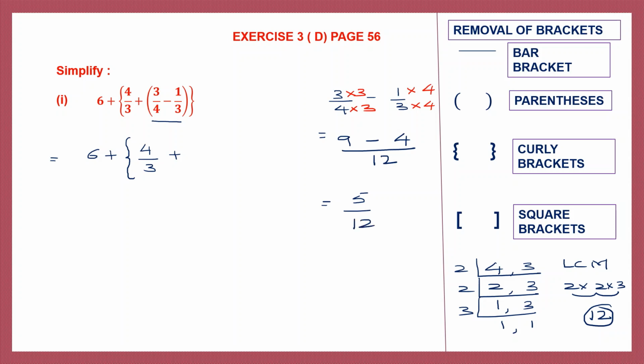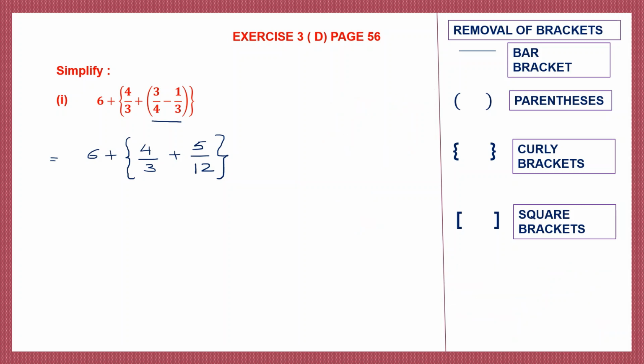Now we have removed our parenthesis. So let's write 5 by 12 and close the curly brackets. Now we only have the curly brackets left. So we have to work out what is within the curly bracket. Now let's write 6 as it is. 6 plus, now let's work out 4 by 3 plus 5 by 12.